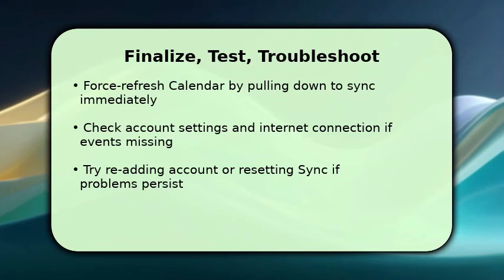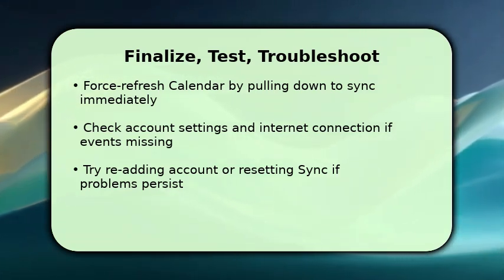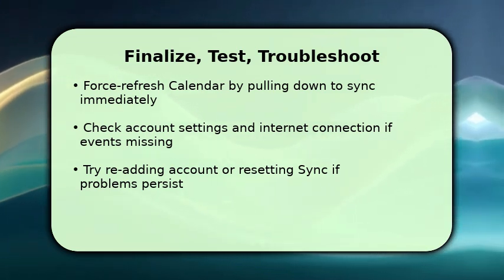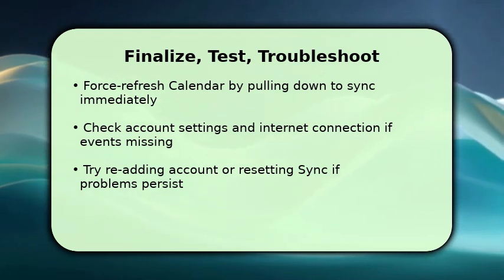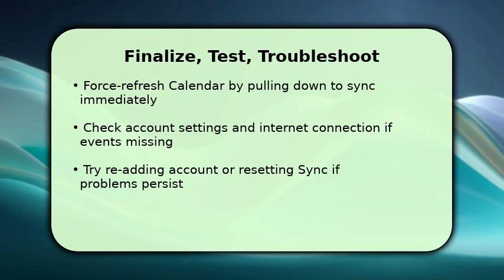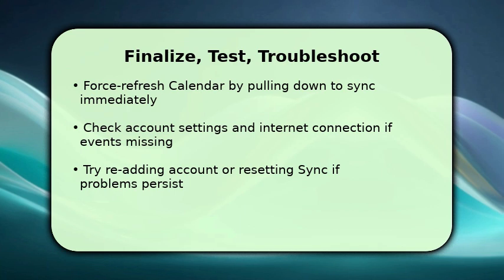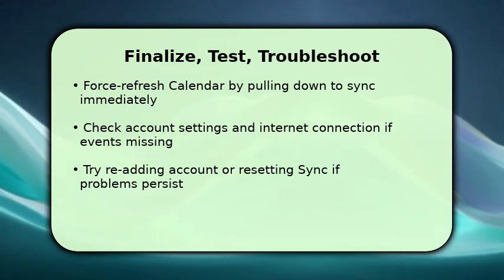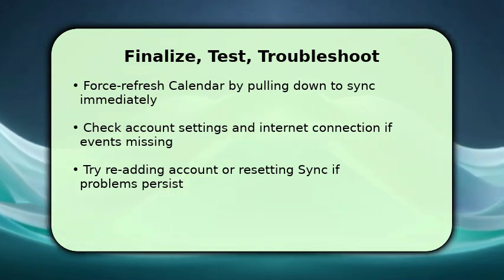Finish by testing. Open Calendar and pull down to refresh so the new accounts push events immediately. Create a test event on your iPhone and verify it appears on the original service. Then create one on the service and confirm it arrives on the iPhone. If events don't show, make sure Calendar toggle is on, your internet works, and fetch/push settings are correct. If issues persist, remove and re-add the account or reset network settings. That often resolves stubborn sync conflicts.